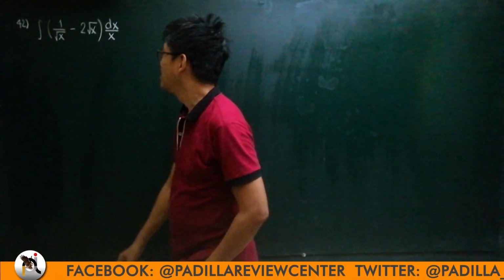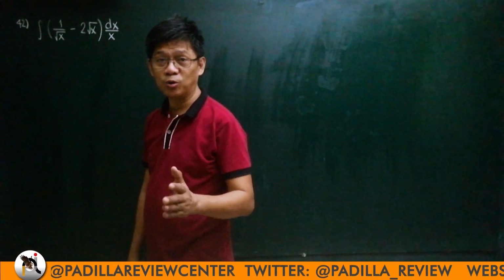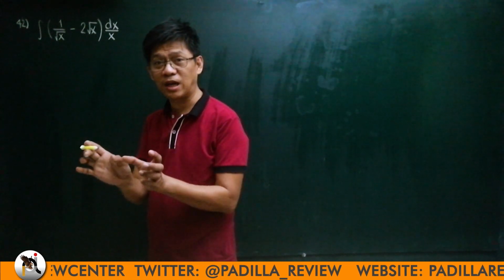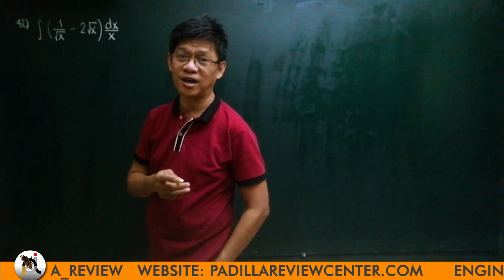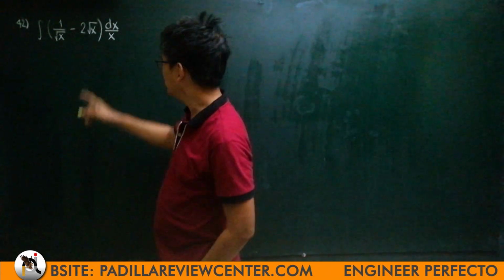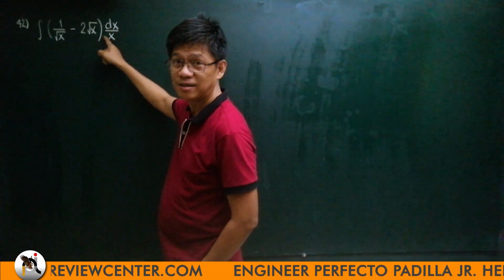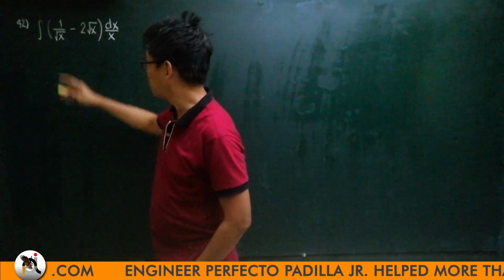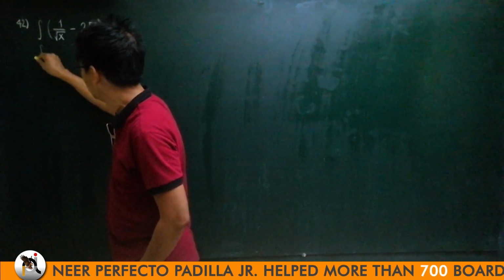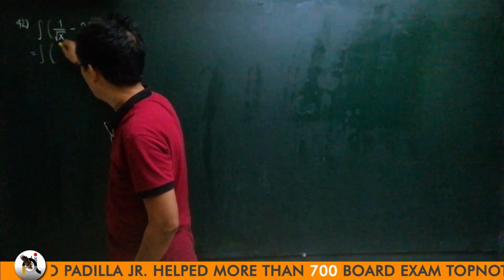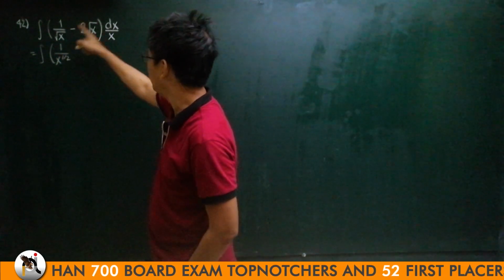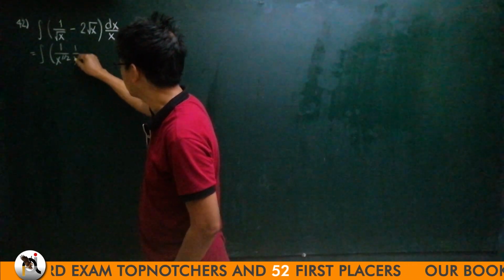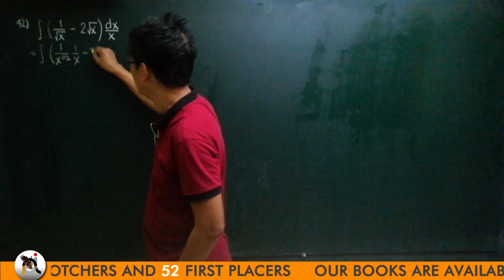You get it? What about this one? As I always tell you, if it is a product of two expressions, you bring in first the other. So this is the same as 1 over x. So 1 over x times this. So we bring it in. So this is the same as 1 over x to the 1/2 times 1 over x minus 2.